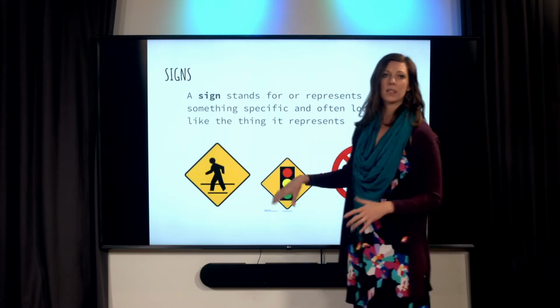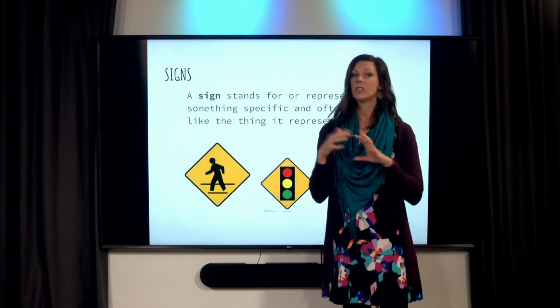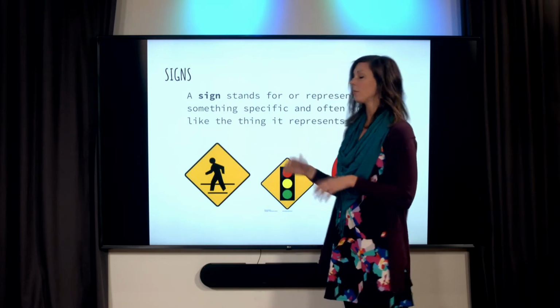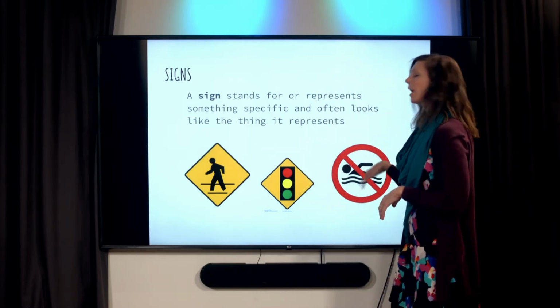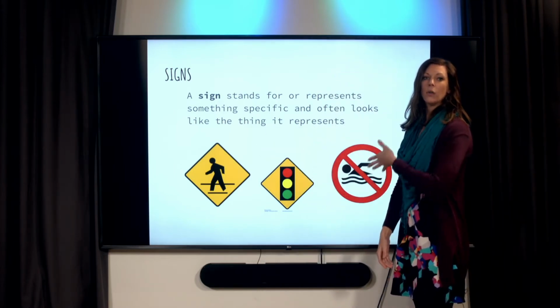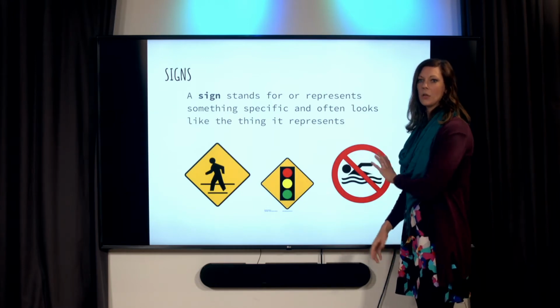Again, here a stoplight's coming up. Despite our native language, we're able to understand what that means. And here again, no swimming. I don't need to know English to understand that this is a no swimming zone.